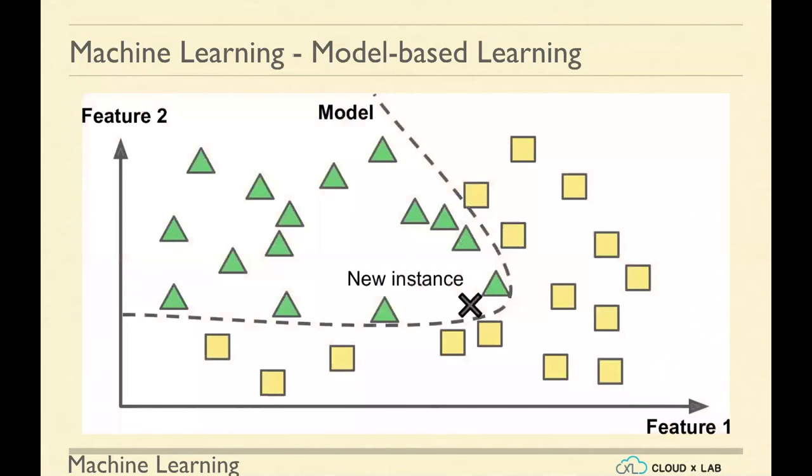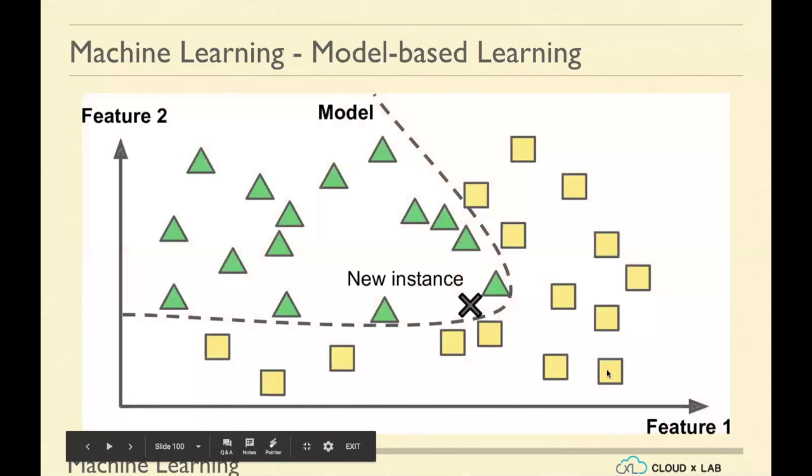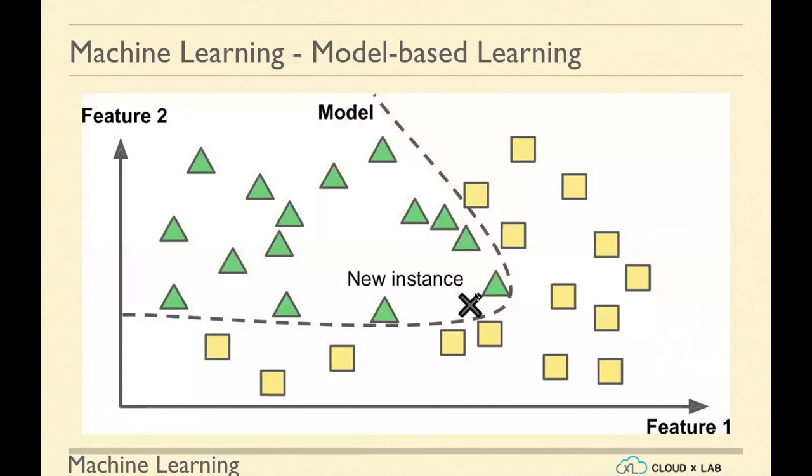While model-based learning is where we figure out a model. Like here, we figured out that there is a line that divides this data and this data. Such models are very efficient. For example, if a new instance comes in here, it will be classified as a triangle, not a square, while with instance-based learning, this would be classified as a square.